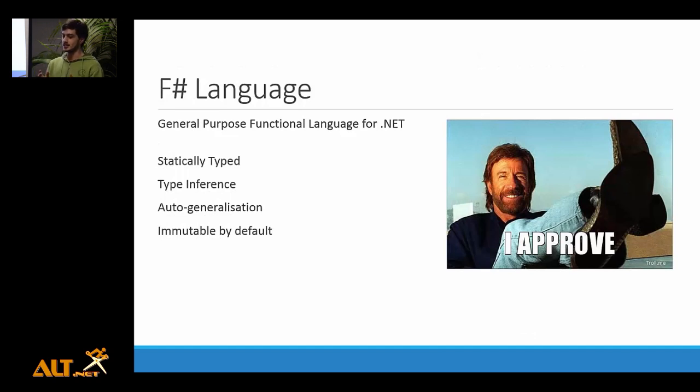So now we're going to get to F#. F# is a general purpose functional programming language for .NET. So what this means is that it works with all the .NET libraries that you're used to, as well as libraries that have been written specifically with F# in mind.